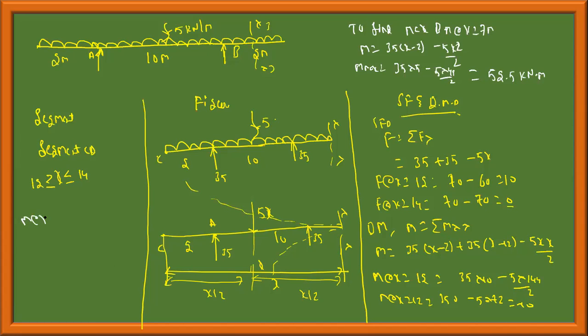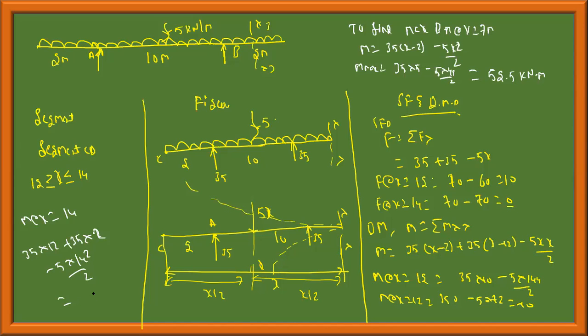M at x is equal to 14, where we should come back to 0, is equal to 35 into 12 plus 35 into 2, since 14 minus 12 is 2, minus 5 into 14 squared by 2. You tell me how much it is, you should get 0. You calculate meanwhile, and one of you tell me how much you are getting.